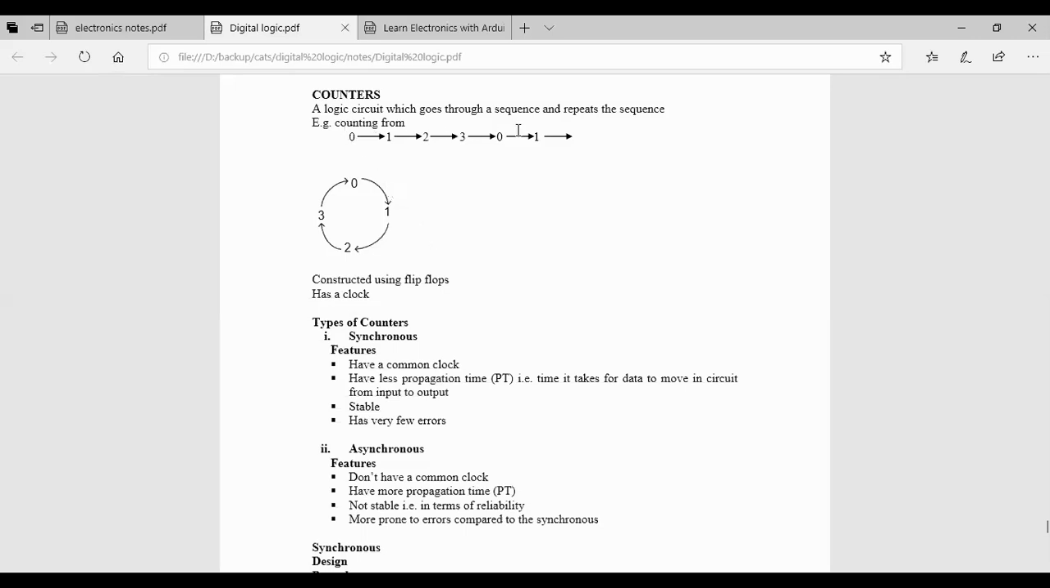An example is when you're counting from 0, 1, 2, 3, then you start repeating. So you go in a circular manner. You move from 0, you go to 1, from 1 you go to 2, from 2 you go to 3. Then you go back to 0. That's a counter.